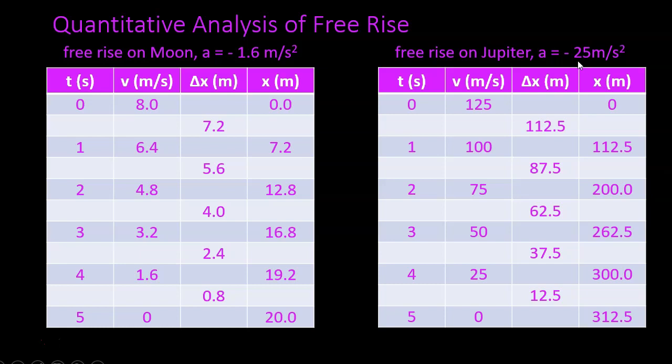Because the acceleration was 25 meters per second squared in the negative direction, the velocity is going to decrease by 25 meters per second every second until it reaches 0. Our displacement is going to be the initial velocity minus half the acceleration, so that will give us 112.5 meters as the displacement during the first second. And then after that, the displacement is going to decrease by 25 meters every subsequent second. And we can see this object reaches its peak height of 312.5 meters in 5 seconds.